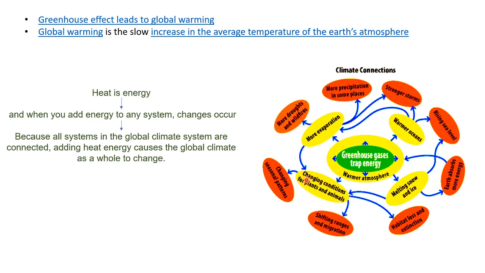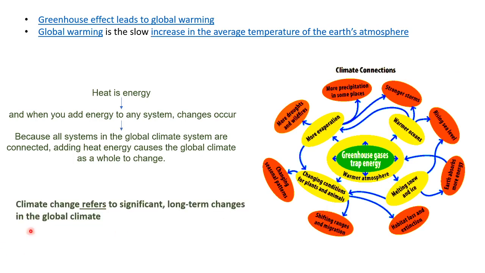Changing conditions for plants and animals will bring changing seasonal patterns. Obviously, it is going to affect the plants and animals present, with shifting ranges and migration. Similarly, melting snow and ice is going to bring a rise in sea level. Earth will absorb more energy, and there will also be changes in the patterns of plants and animals. So all of this system is interconnected, which is going to bring climate change. So now we can define climate change, which refers to significant long-term changes in the global climate.